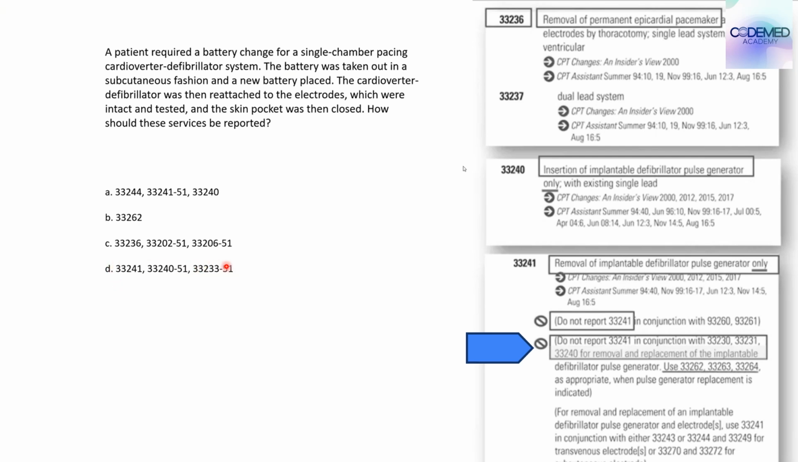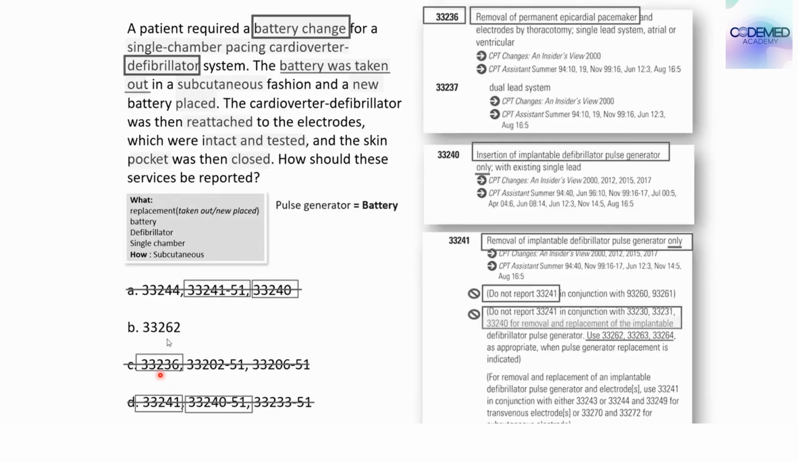This option has gone because they have said I cannot use these two codes together. Again here, these two codes are there, so I cannot use them together, so this option has gone. We have the code 33262, and here they have written use 33262 or 33263 as appropriate when pulse generator replacement is indicated. We have replaced the pulse generator, so we will use that option. So yes, 33262 is the correct option, and it is a combo code which covers the removal as well as the replacement of the battery.